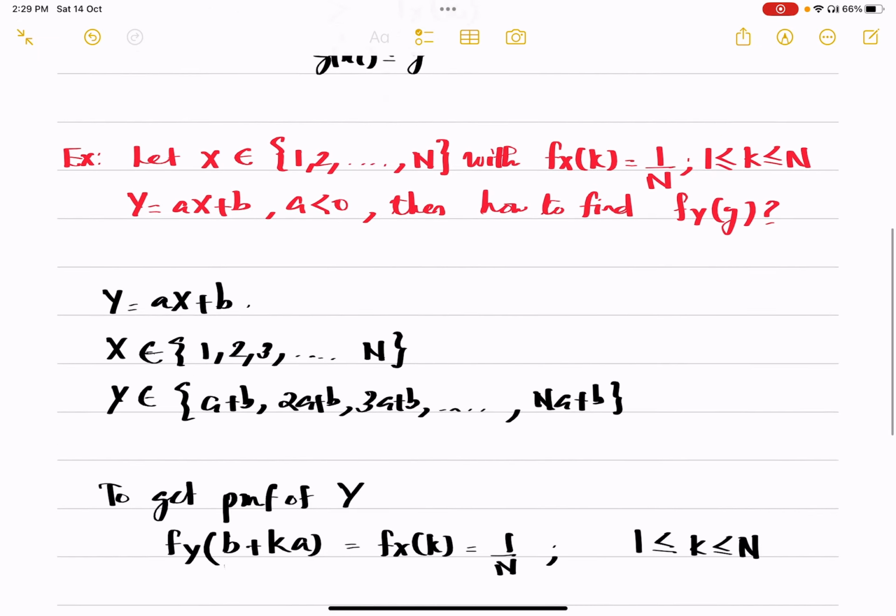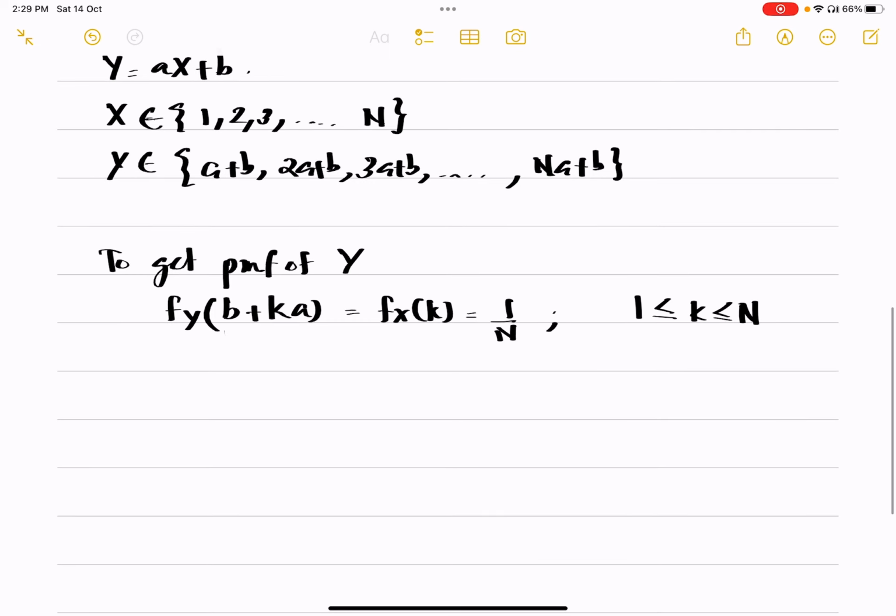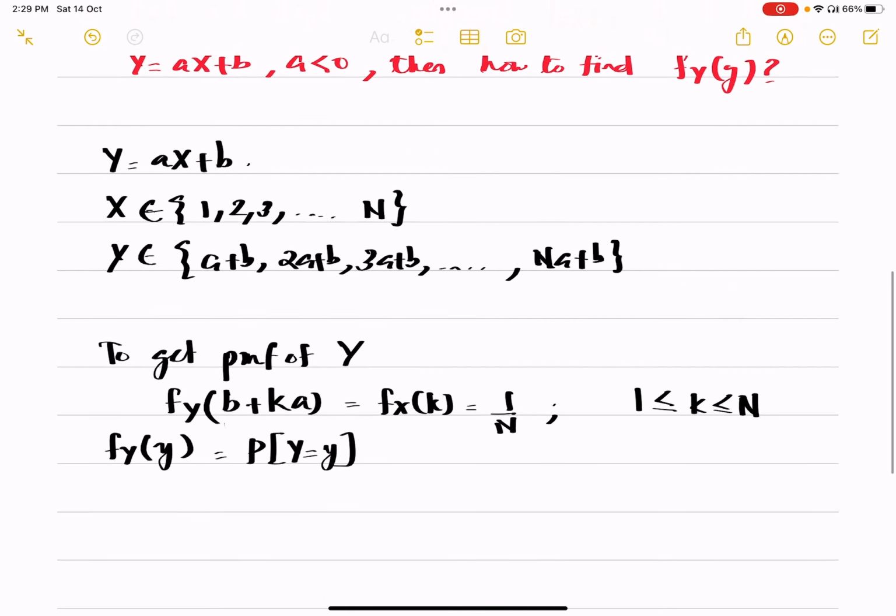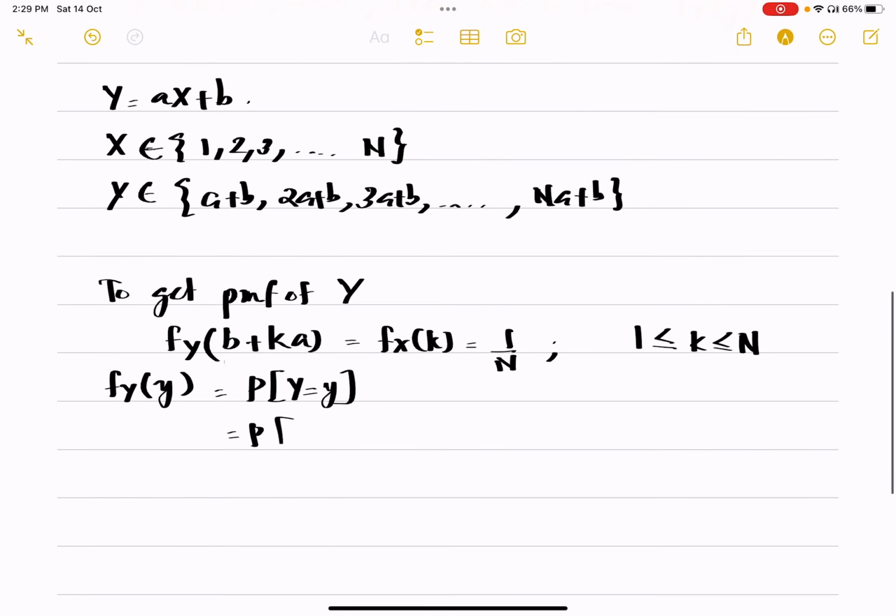How do we get more clarity on this? What is the PMF fY of y? This is actually the same as probability of y equal to y. I hope there is no doubt in that. That is probability of, what is y? ax plus b is equal to y. Is there an issue with it? Okay, let's see. If we are not defining it as y, normally we use k for this, right?